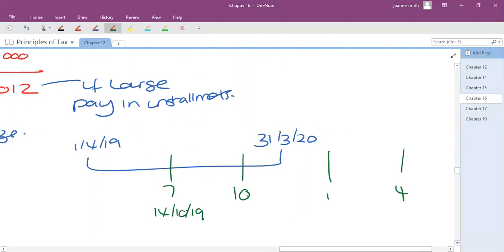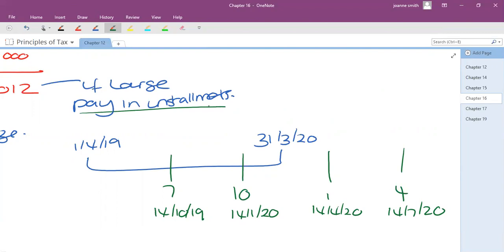Carry on to month 10. November, December, January. So you make another payment in January. 3 months later, 14th of April. 3 months later, 14th of July. So every 3 months, you're making a payment if you go through this instalment system. All right, so generally, once you're large and you're paying instalments, you carry on doing that unless you think it's a permanent fall in your profits.